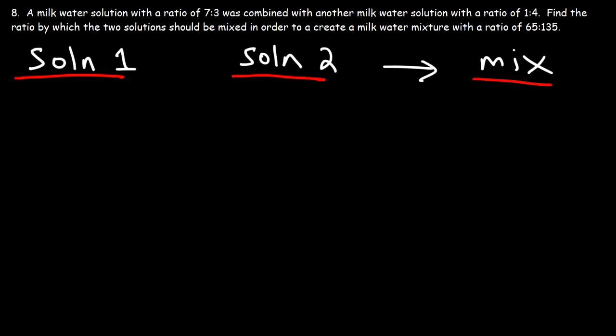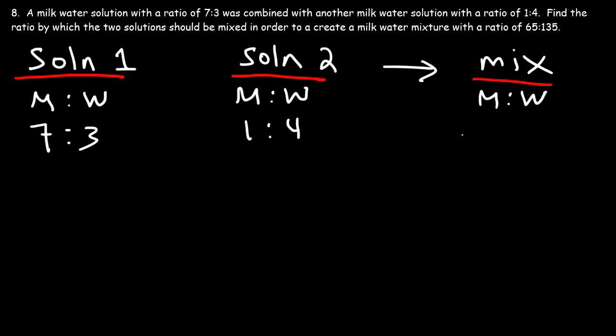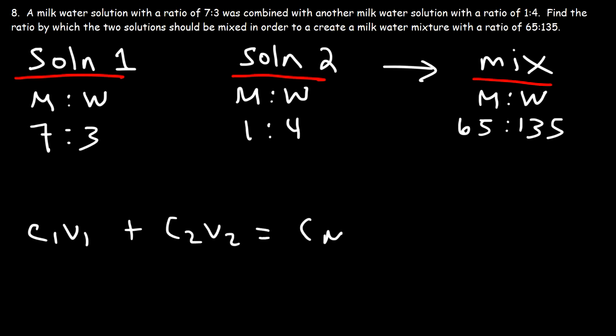Now the ratio of the first solution, the ratio of milk to water, is 7 to 3. For the second solution, the ratio is 1 to 4. And for the mixture, the ratio of milk to water is 65 to 135. Now the formula that we need to use in this example is C1V1 plus C2V2 is equal to the concentration of the mixture times the total volume.